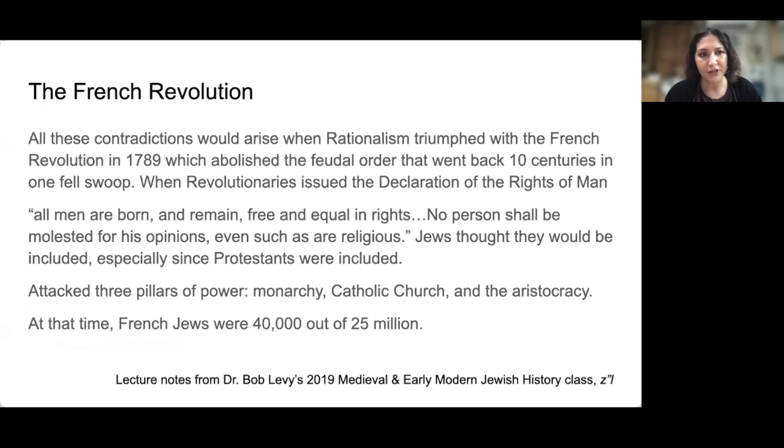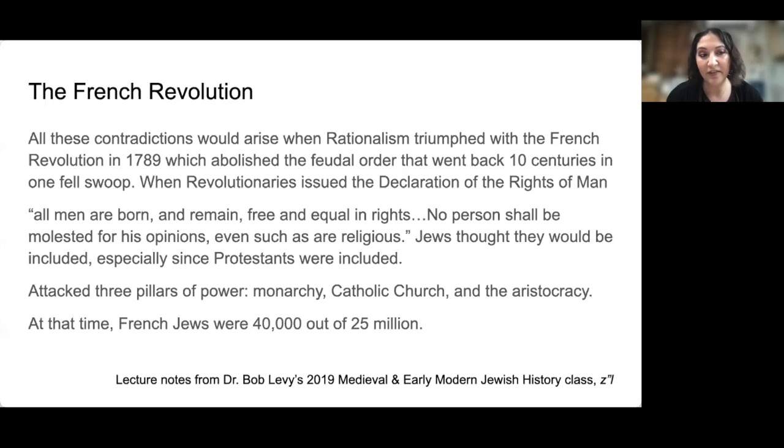So the French Revolution was a big thing. And all these contradictions would arise when rationalism triumphed with the French Revolution in 1789, which abolished the feudal order that went back 10 centuries in one fell swoop. When revolutionaries issued the Declaration of the Rights of Man, it stated, "All men are born and remain free and equal in rights. No person shall be molested for his opinions, even such as are religious."